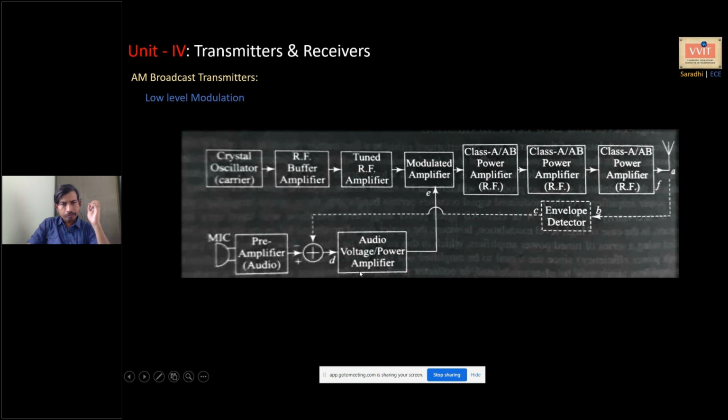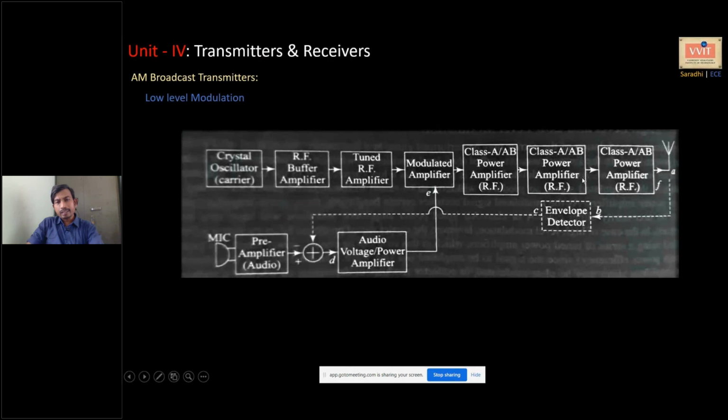And then we have the audio voltage signal, which is generated in real time using this microphone and preamplifier, a low pass filter, and given to the power amplifier, and that is given to this modulator. Okay, and then this modulator is followed by a series of power amplifiers, and those power amplifiers are of type class A or class AB.